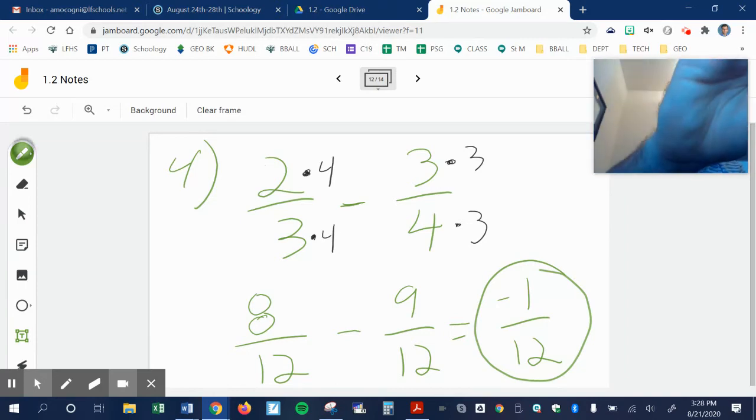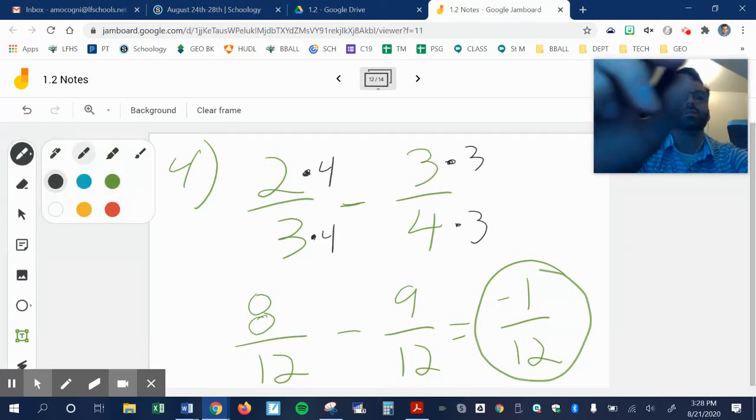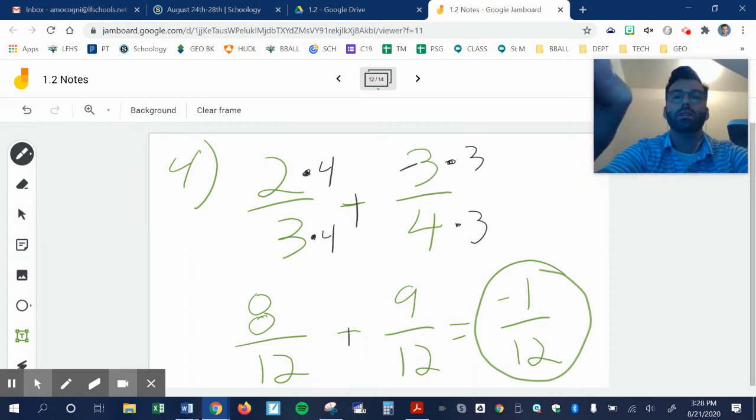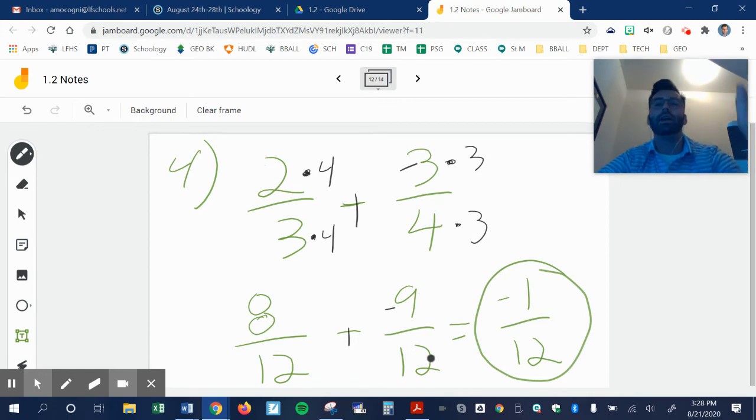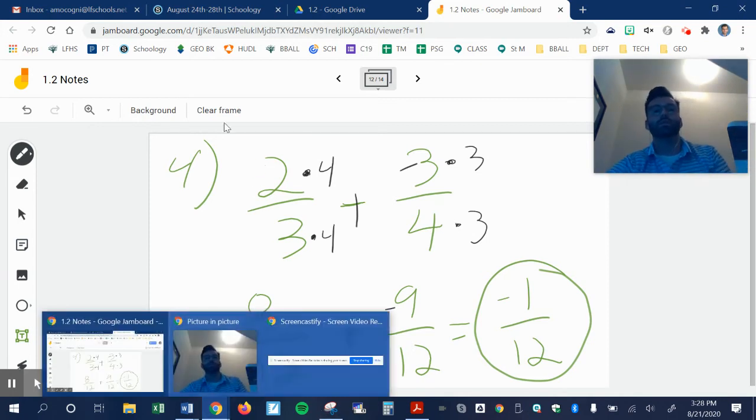Some of us may have done this in the past when dealing with negative numbers, like plus negative and plus negative. If you're one of those people, that's fine. If you like to do it that way, just make sure when you're adding and subtracting fractions that you're putting the negative in the numerator, so that I'm adding a negative 9 and not thinking about adding a negative 12, because then you're going to confuse yourself a little bit.